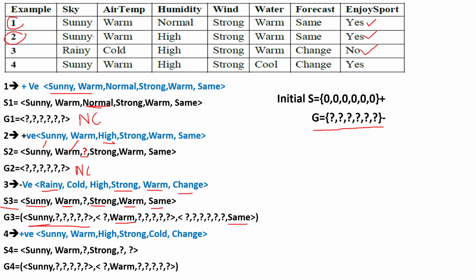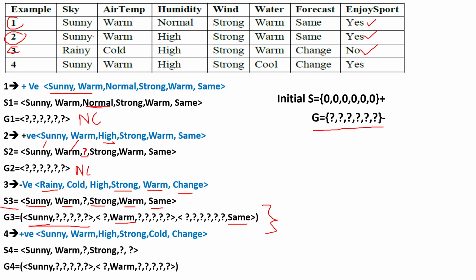So three parameters changed. The sky parameter changed from sunny to rainy. Then air temperature also changed from warm to cold, so make an entry here. Forecast changed from same to change. So three entries you have to make in the general hypothesis. So now you consider three.